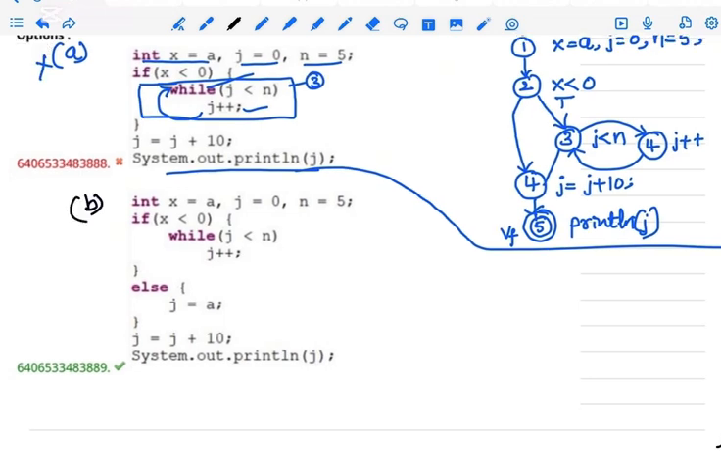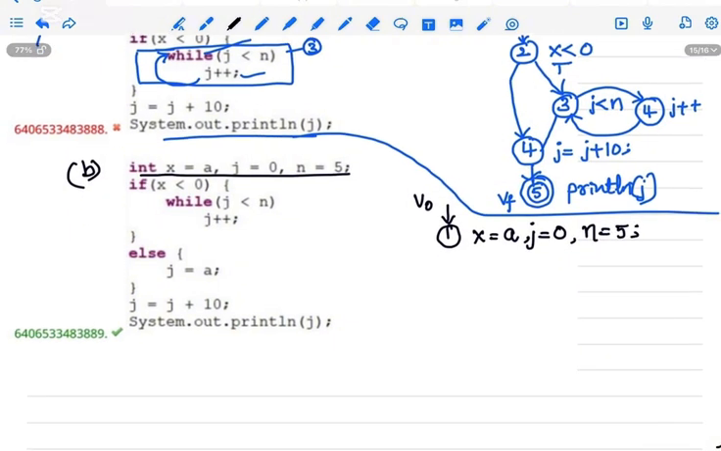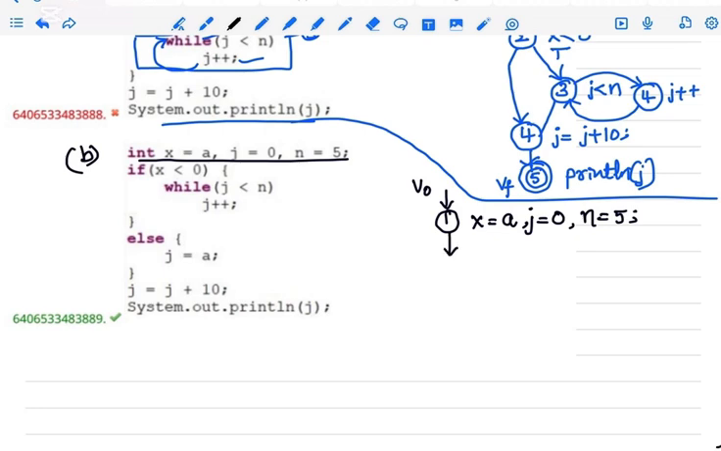This option is also similar. At node 1, the initial node V0, the first statement is executed, that is x equals a, j equals 0 and n equals 5 are initialized at node 1. Next, after node 1, node 2 has the if condition, that is x less than 0. After this, it will execute this block of statements. The else block is particularly mentioned, right?